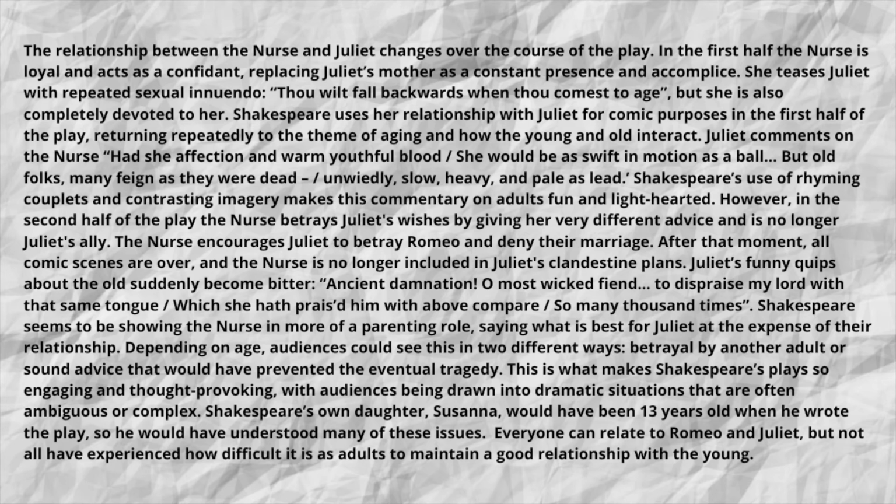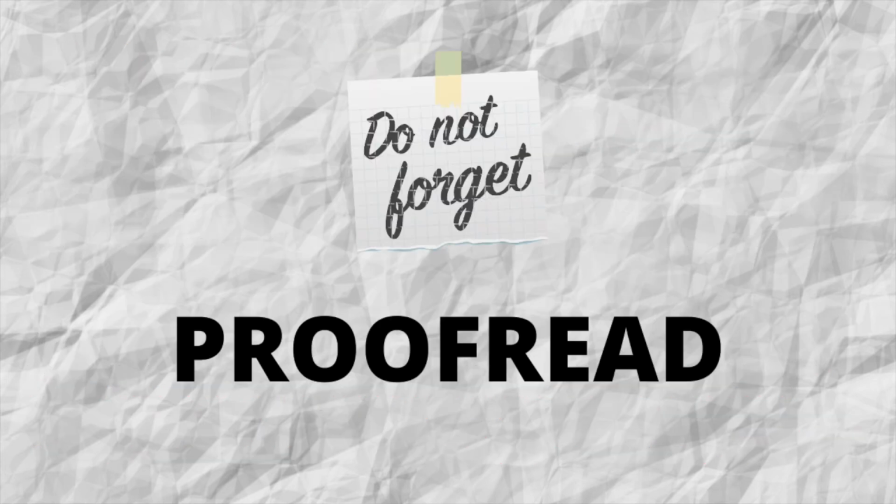Everyone can relate to Romeo and Juliet, but not all have experienced how difficult it is as adults to maintain a good relationship with the young. So in the last paragraph, I've shown the dramatic arc of the relationship between Juliet and the nurse, trying to link it to the imagery and the theme of youth versus old, and I've also added some personal response and linked it to the contextual information. Now don't forget to proofread.